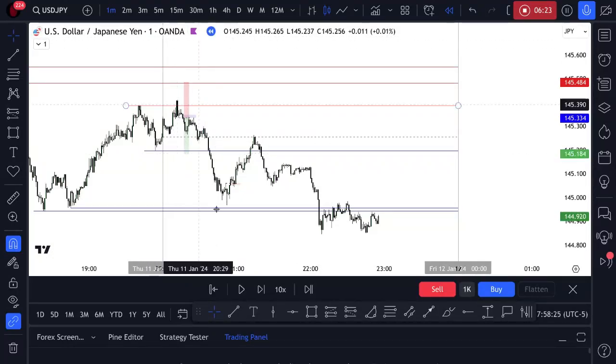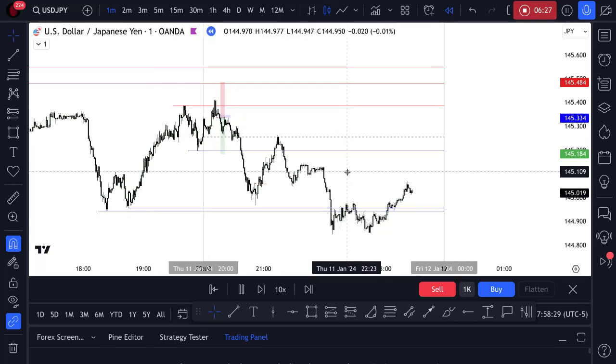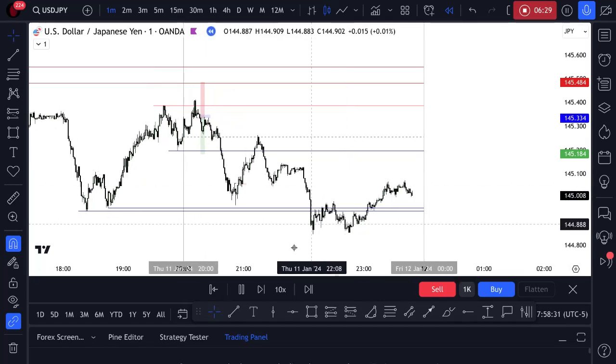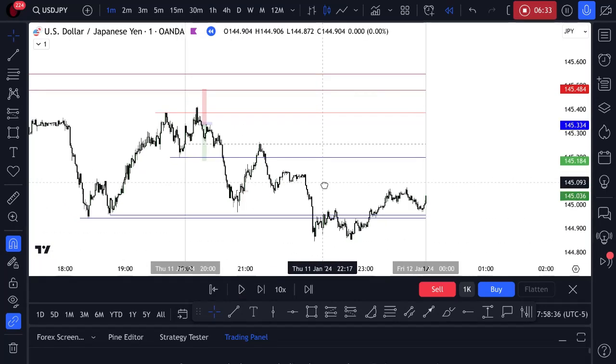And so far, we can see that it was a successful Asian session model, and we're just being consistent to the model. We're not changing the steps. That's the whole point of being consistent to one model.